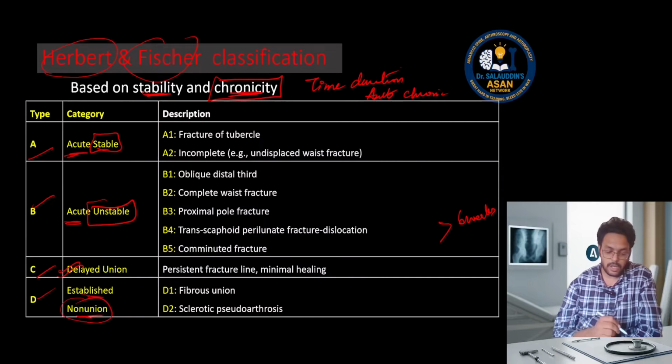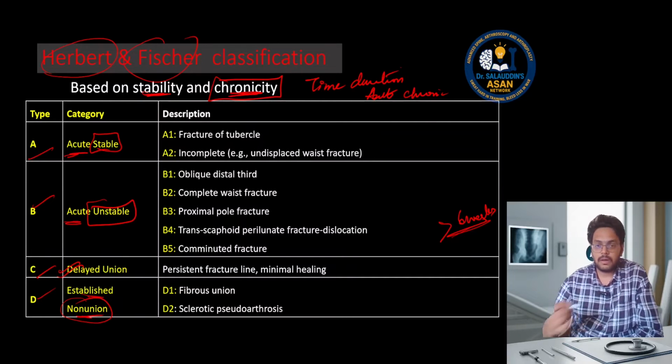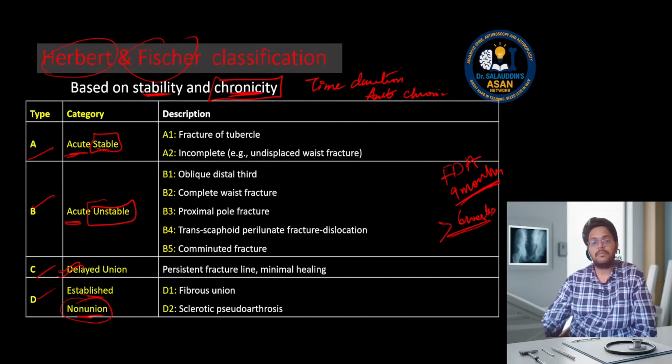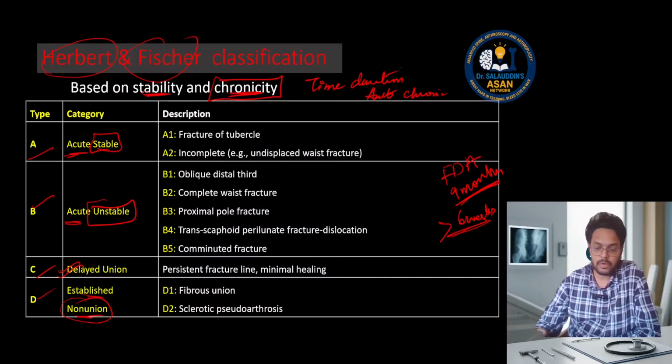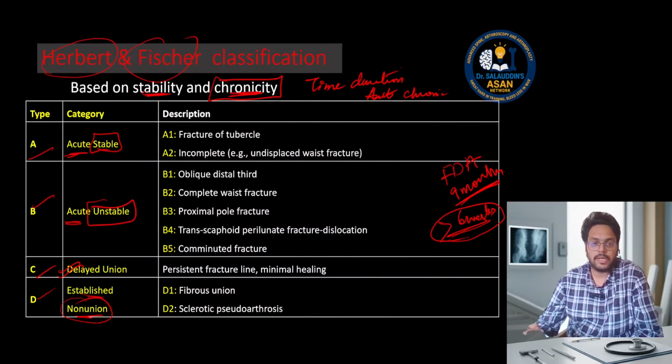What is established non-union? Even after the 6 weeks, or according to the FDA approved definition, specifically a non-union is said when the signs of fracture union, both clinical and radiological, have not appeared until a consecutive 9 months. If the signs of fracture union have not appeared in 9 months, then it is a non-union. But it's different for different bones. Here for scaphoid, it's usually more than 6 weeks. If it appears, it's a delayed union. Still more than 6 weeks it has not appeared, then we may call it a non-union.